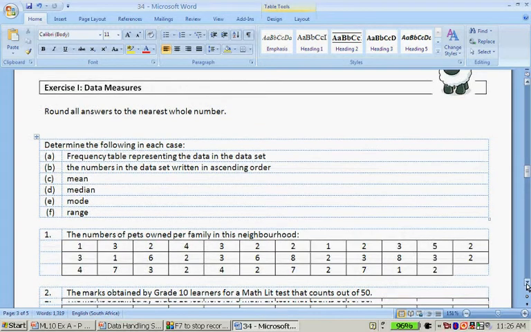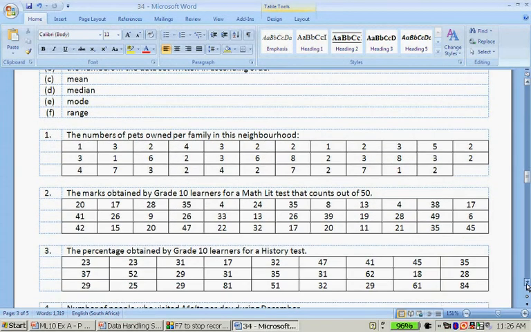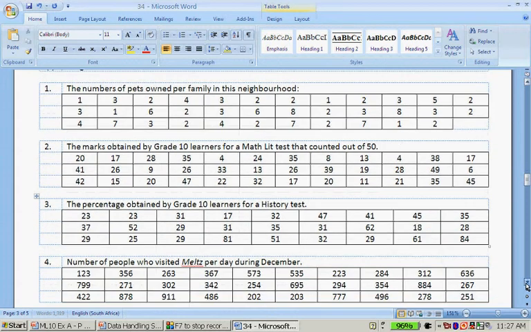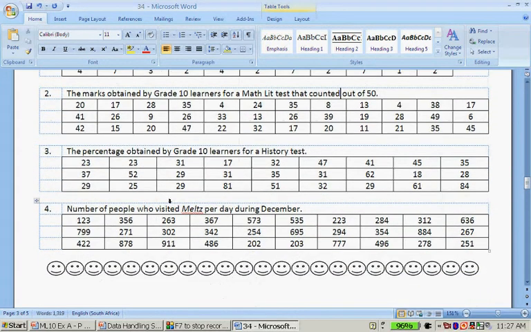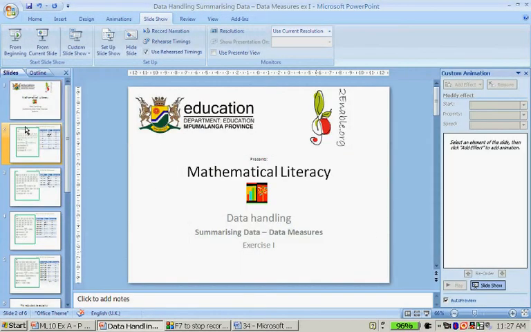Okay, so the first is the number of pets owned per family in the neighborhood. The marks obtained by grade 10 learners for a math lit test that counted out of 50. The percentage obtained by grade 10 learners for a history test, and the number of people who visited Melts per day during December. Okay, so now let's look at the answers.